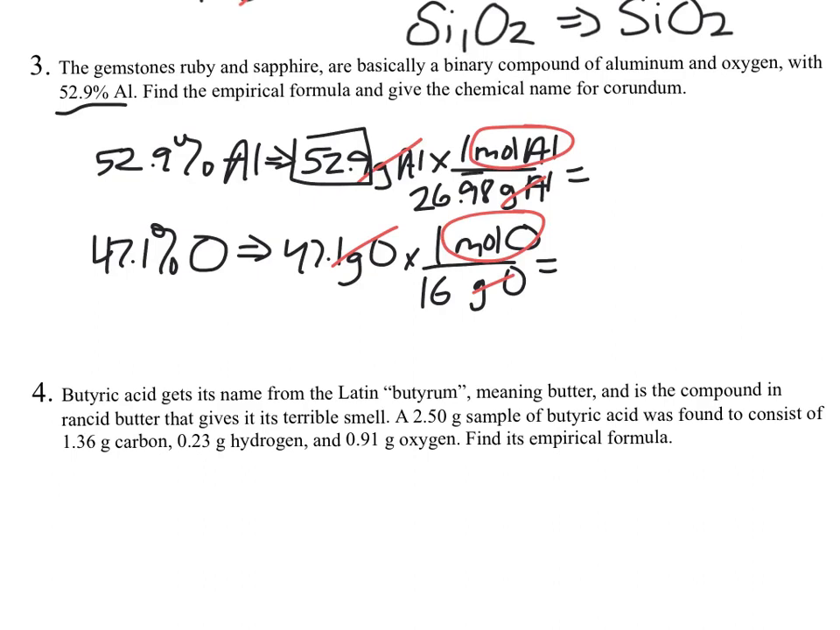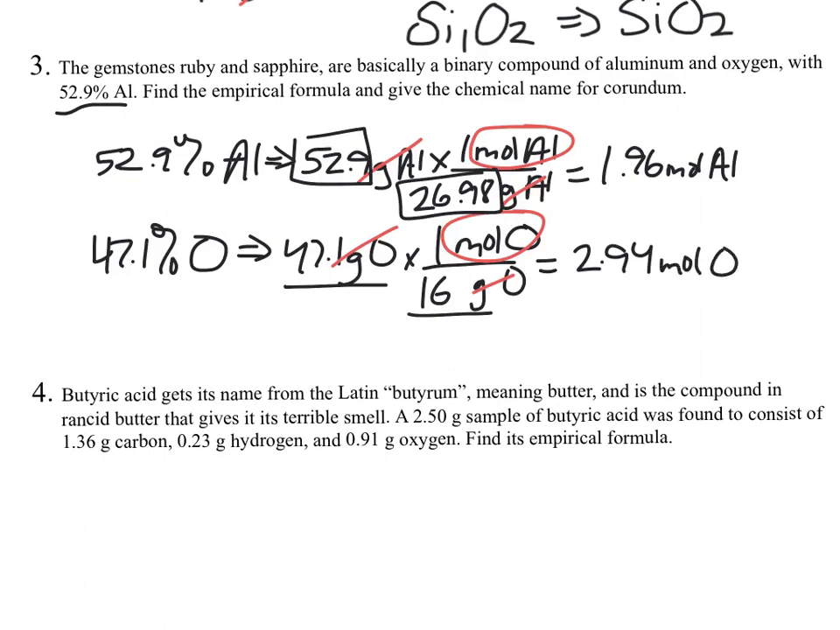52.9 divided by 26.98 gives me 1.96 moles of aluminum. Okay. And then 47.1 divided by 16 ends up getting me about 2.94 moles of oxygen. All right, now that we have that, we know we have to divide both by the smallest amount of moles, which is 1.96. So I'm going to divide them both really quick by 1.96 moles and 1.96 moles. And what numbers do I end up with?